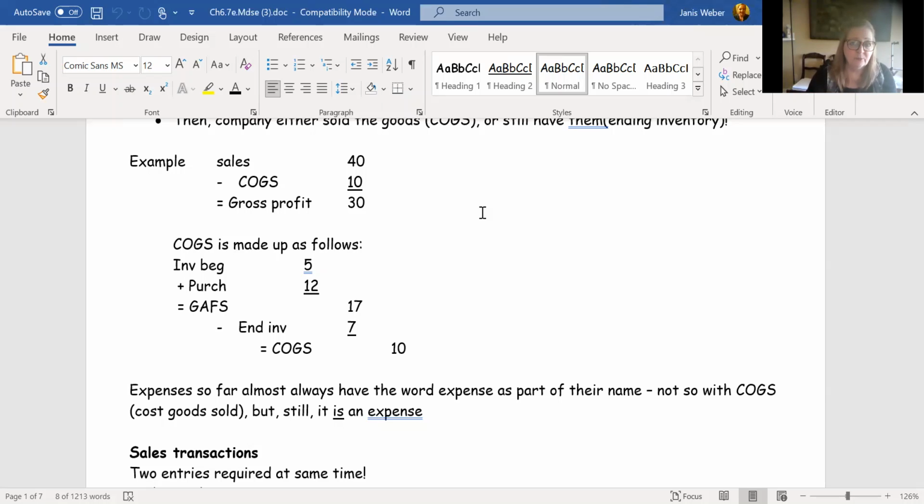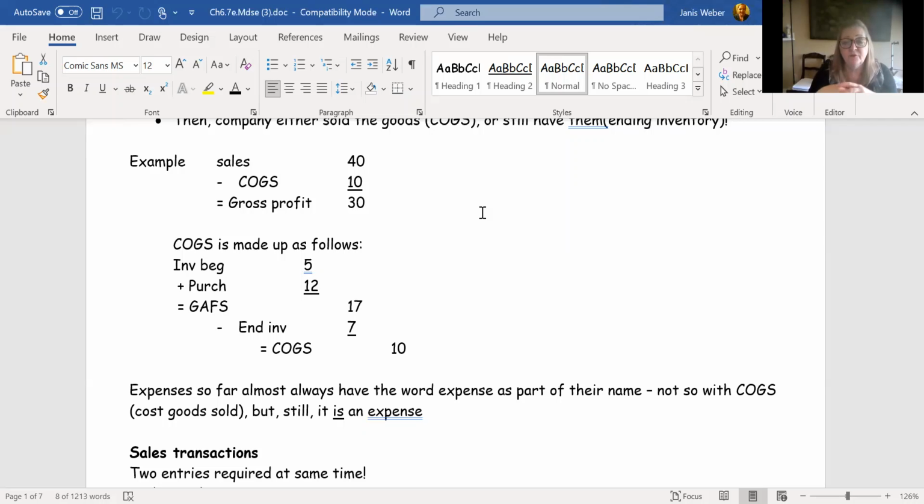But if goods available had been 17, then if we knew we had ending inventory of 7, that would tell us, well, we must have sold 10 then. Or if we had goods available of 17 and we knew that our cost of goods sold was 10, we would know that 7 of it must be still available in the ending inventory then.